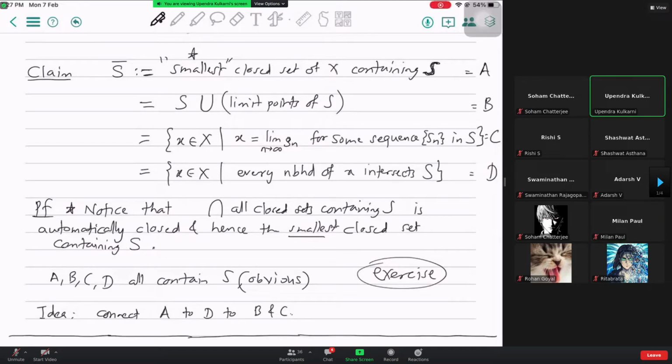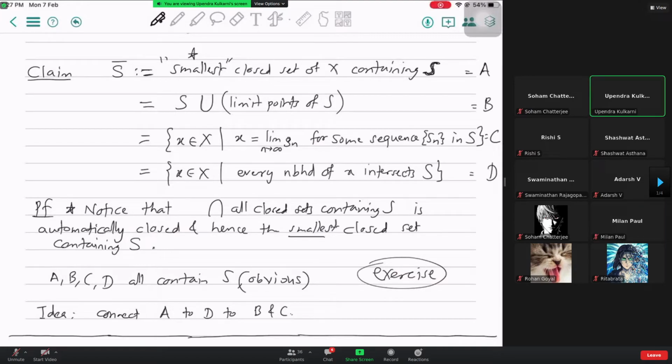Okay, so any other observations? Shall we try, or shall I leave this for you? I'm happy with anything. Sir, I did not understand the idea that you connect A to D and to B and C. What we have to prove is that A is a subset of D or something. Right. So that is the most obvious thing, right?